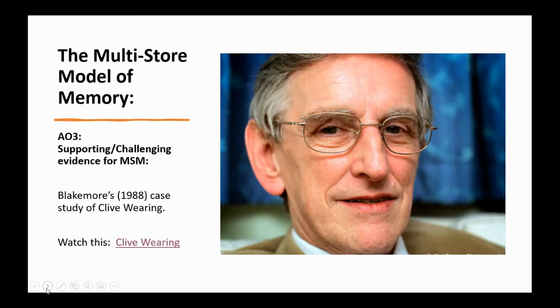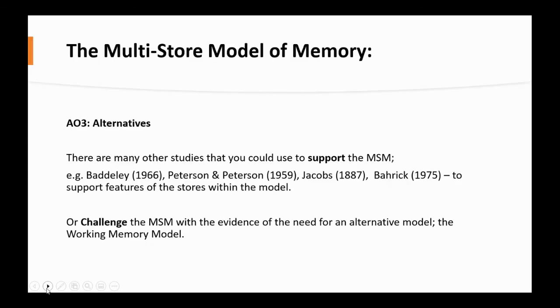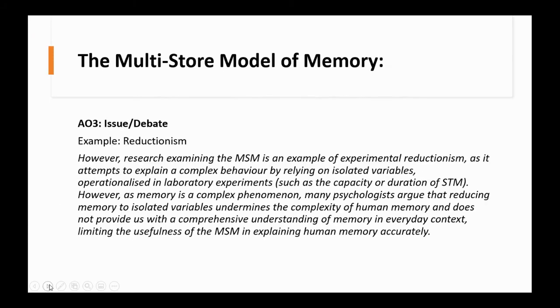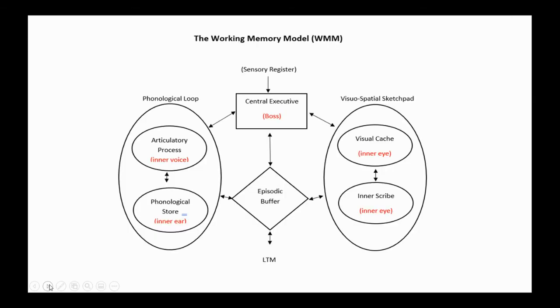Clive Waring is a good example. Again, there's a video of Clive linked on the classroom. You could also look at alternative research as well. Reductionism is a good debate to use when you are evaluating the multi-store model. It's been described as too simplistic.